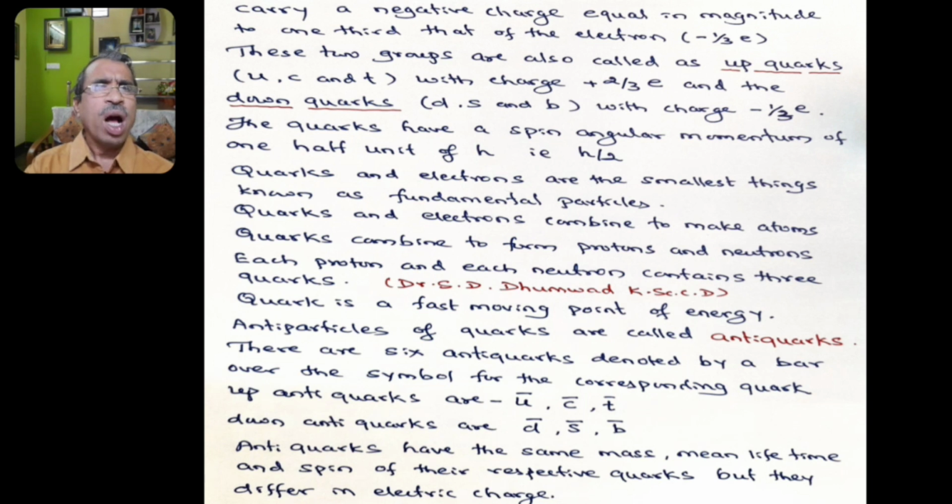Antiparticles of quarks are called antiquarks. There are 6 antiquarks, denoted by a bar over the symbol for the corresponding quark. The up antiquark is given as u bar, similarly c bar and t bar. The down antiquarks are also given as d bar, s bar and b bar. Antiquarks have the same mass, mean lifetime and spin as their respective quarks, but they differ in electric charge.